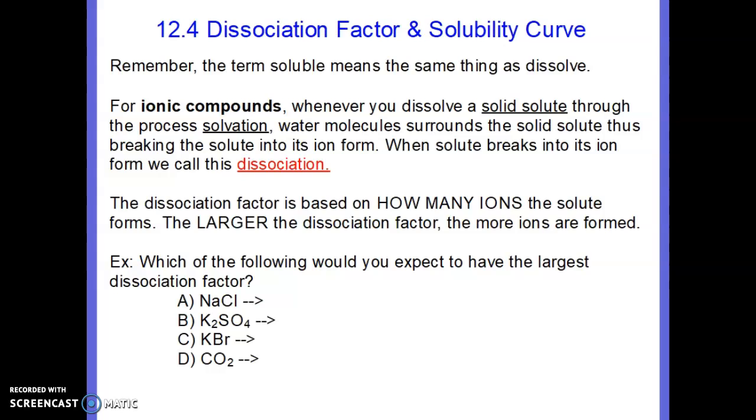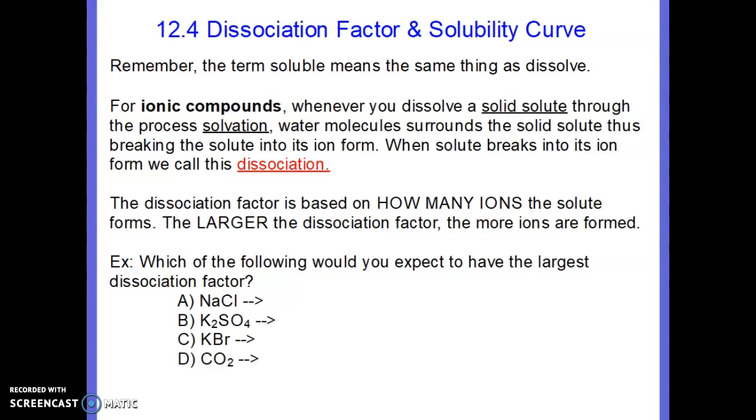For ionic compounds, if we dissolve a solid solute through the process of solvation, that is what it's called, water molecules are going to surround the solid solute and break them apart from the formation of whatever crystal that they have made. And when that solute breaks into its ion form, we call this dissociation. So when those ions separate from each other, they are dissociated. The dissociation factor is based on how many ions the solute forms. The larger the dissociation factor, the more ions are formed.